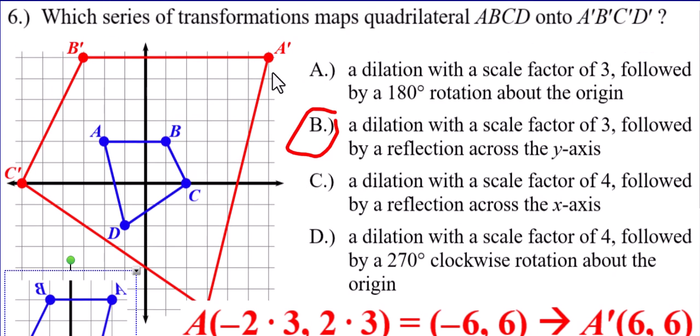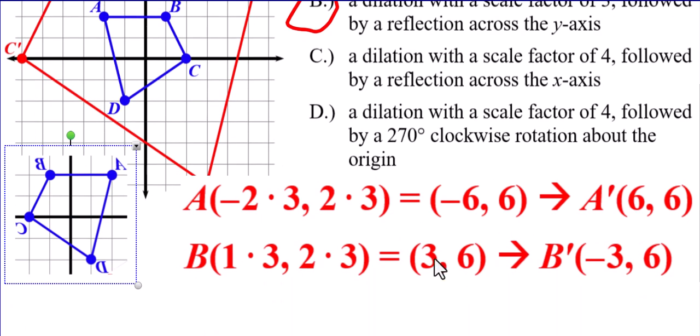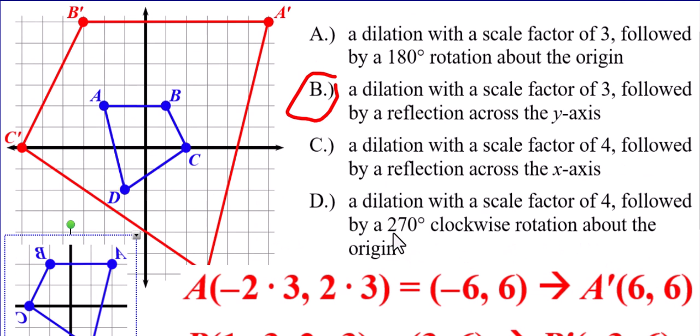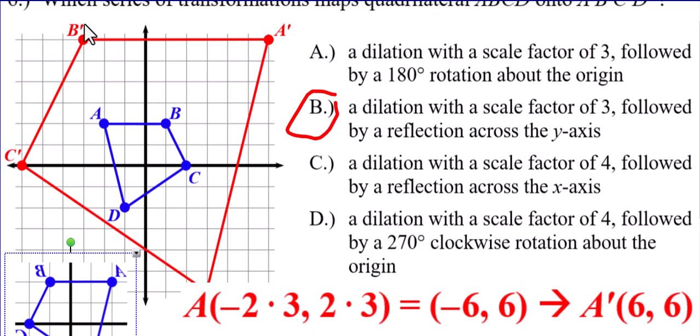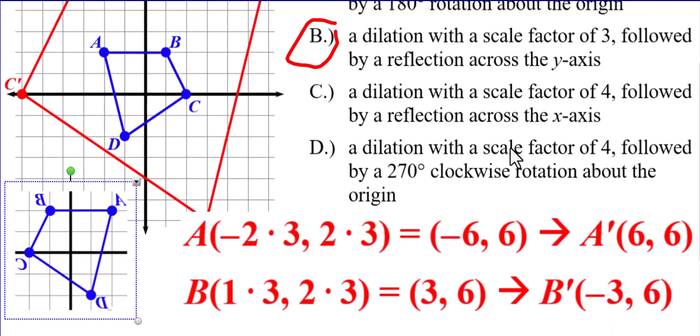And look, that's where A prime is located. Here I did it again for B prime. I multiply by 3, and then I change the x-coordinate from 3 to negative 3, and that puts B prime here at negative 3, 6, and that's where it's located. So there's the work that proves choice B is correct. And showing a little bit of work can go a long way sometimes.